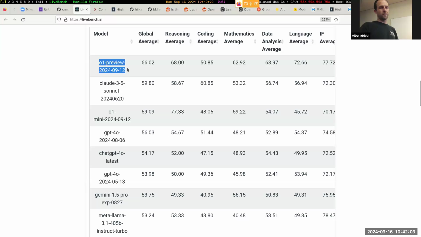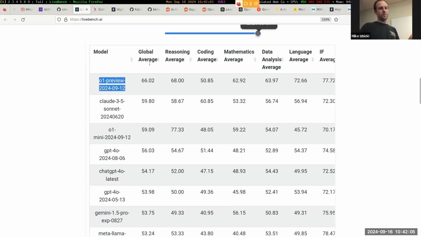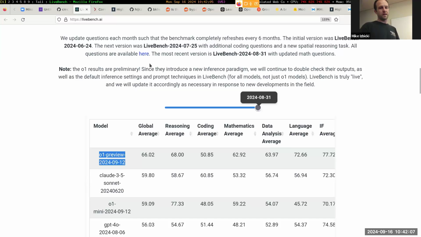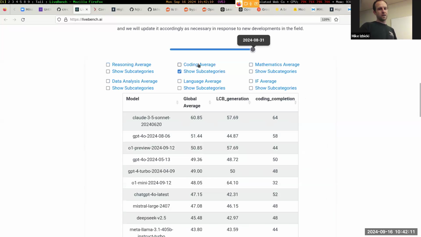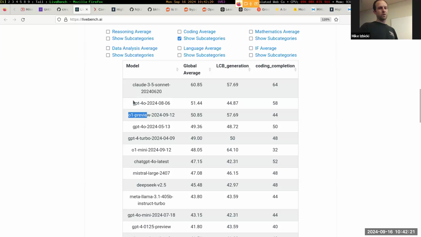And here O1 preview is getting the best results. So maybe that's evidence that they are not overfitting on the Code Forces. You can click on the coding subcategories they have, but if you just look at just coding things, then now Claude 3.5 is much better, and actually O1 preview is worse than GPT-4o on coding tasks.